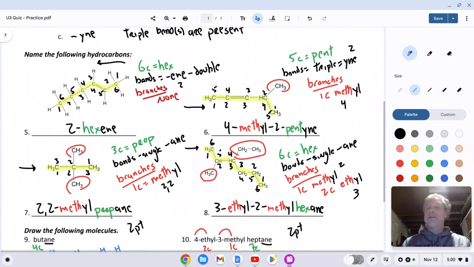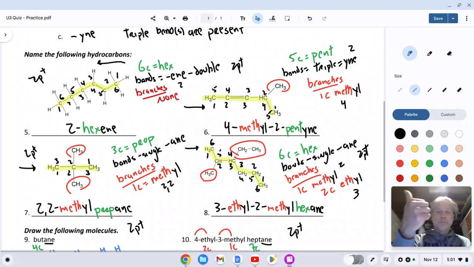And now when we go up here for the naming, it's going to be the same thing with number 5. So these are all going to be 2 points again. And then when I name, I'm going to look for the correct prefix, which would be half point. ENE ending for number 5, half point, correct ending, and then 2, the location, half point. So this one would be like 2 points, but you'd still get like half point credit no matter what. And then for number 6, I'd be looking for the correct number of carbons, so pent, the correct identification of the triple bond, ine, the location of the triple bond, the branch type, which in this case is a methyl, and its location. So that's how I would grade all of these.